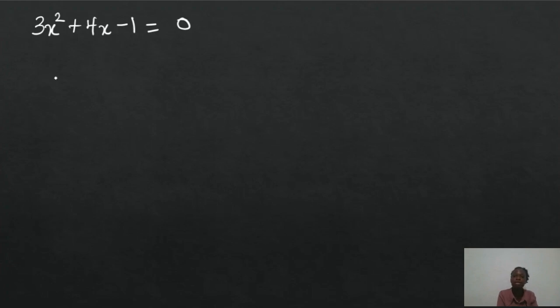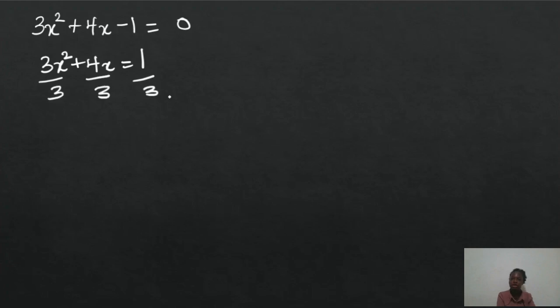So from here we are going to get 3x squared plus 4x is equal to 1. Now, we need to ensure that the coefficient of x squared is 1. If it is not 1, we have to find a way to make it 1. So here, the only way that this 3 can become 1 is when we divide it by itself. So we are going to divide the whole equation by 3. So we are going to divide each term by 3, this by 3, then this by 3.